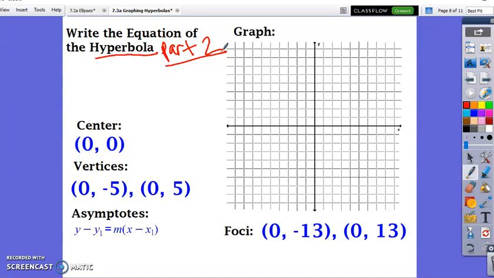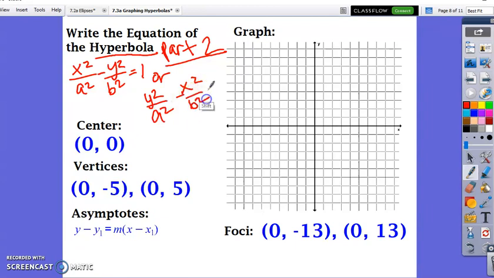So the basic equation, remember, is either x squared over a squared minus y squared over b squared equals 1, or it's going to be y squared over a squared minus x squared over b squared equals 1. So that's going to be the two general forms. We need to decide which one it is. If it starts with x squared, it opens left and right. If it starts with y squared, it opens up and down.